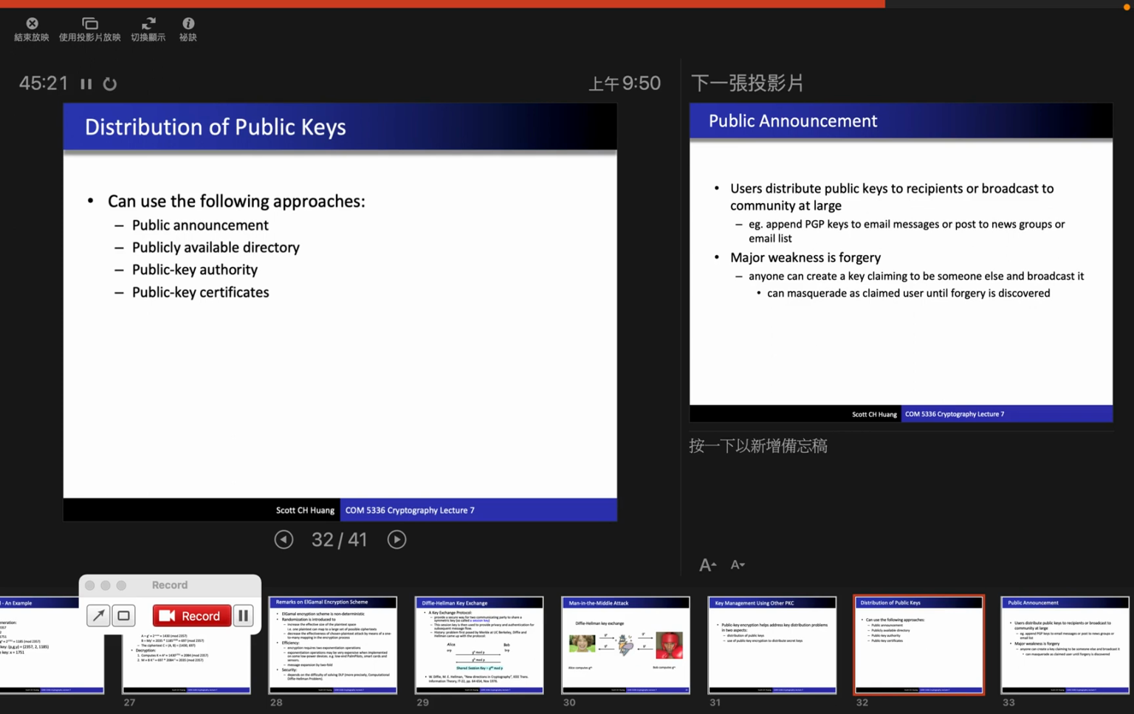Okay. And also the public key authority. If you have an authority like our department or like the school, every student has an account. It's a little difficult to fake an account, right? You have to crack the system. Yeah. So this provides more security. And also certificates as well. We'll talk about that next time. So that's about it. Let's stop here and then we'll continue on Thursday.